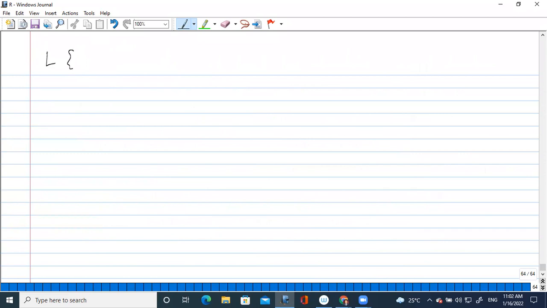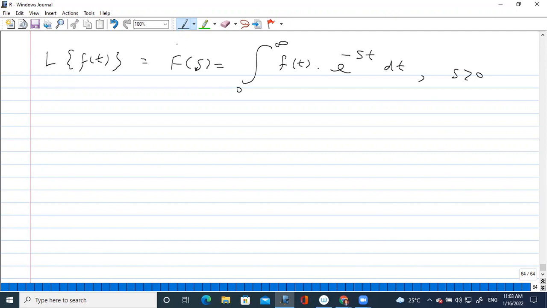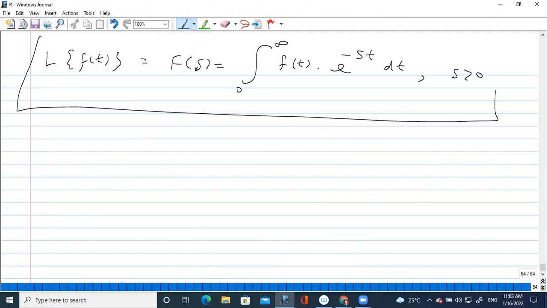And Laplace of f(t). If you want to find the Laplace of f(t), that is equal to F(s). So that will be equal to, one formula is there, integral from 0 to infinity, because it was for the 0 to infinity limit, f(t) e to the power minus st dt. Both variables will be there, s and t. Here s should be greater than 0. So by using this formula, you can find any Laplace transform.